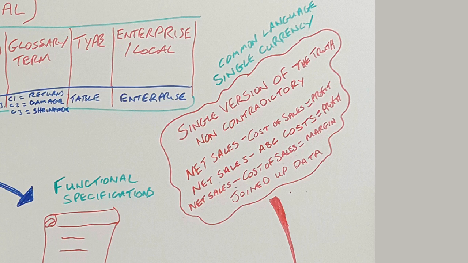Net sales minus cost of sales equals margin. Hang on, I saw that somewhere before. Net sales minus cost of sales equals margin. No, it doesn't. Net sales minus cost of sales equals profit. So now I have another issue. I have the same calculation, apart from in one scenario I'm calling it profit, in another I'm calling the result margin.